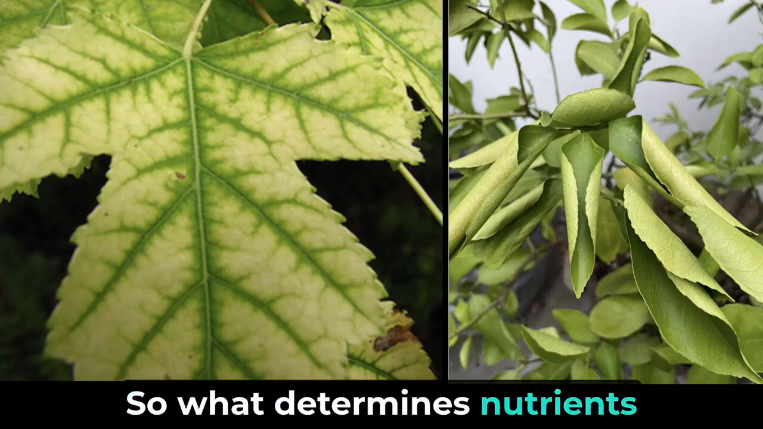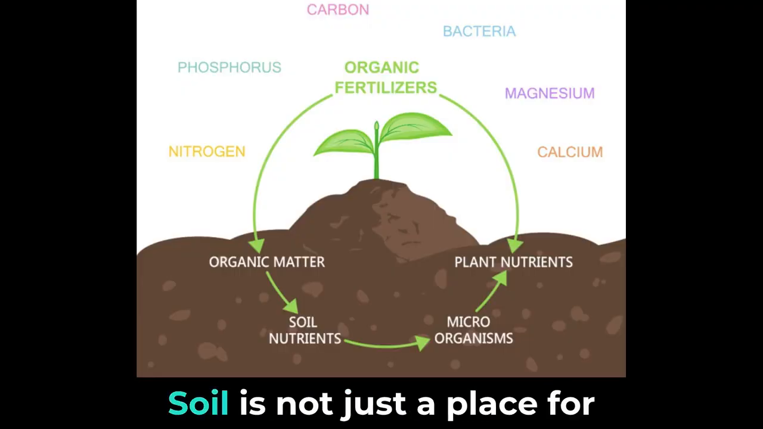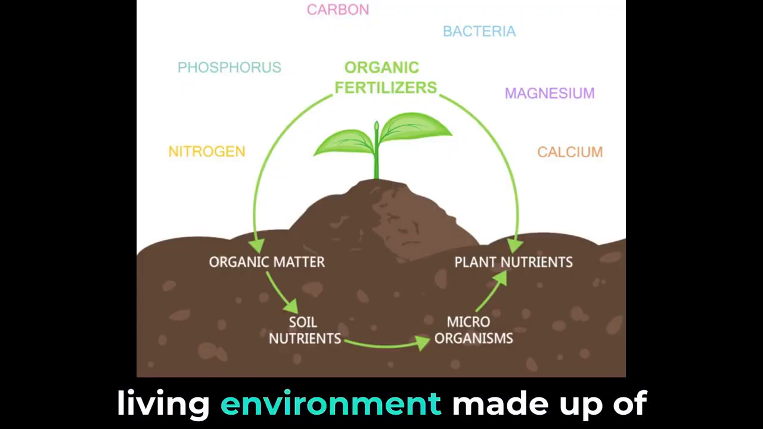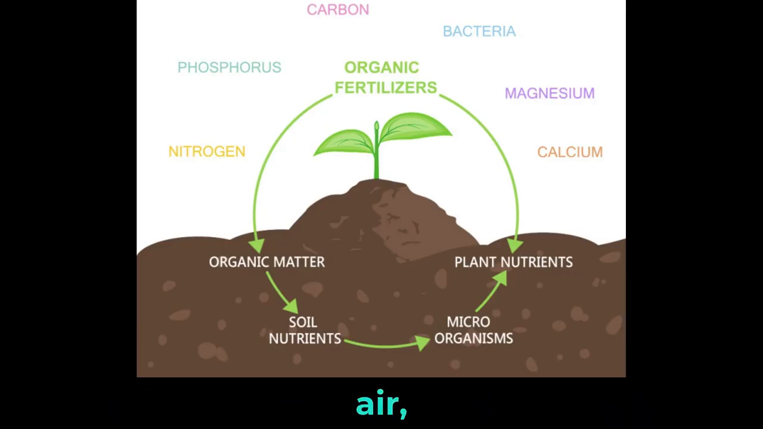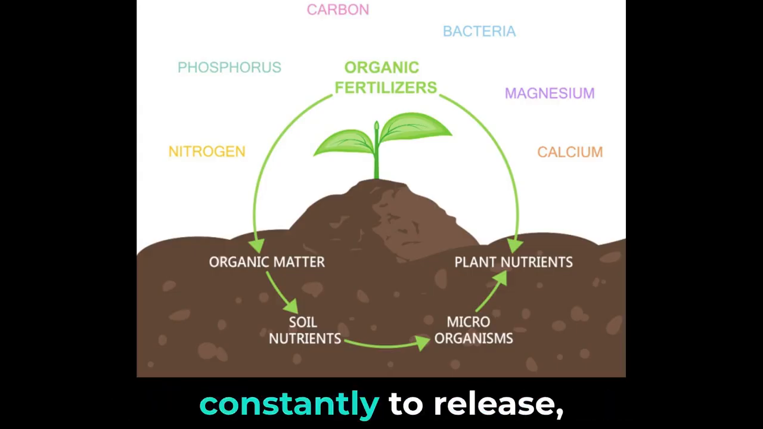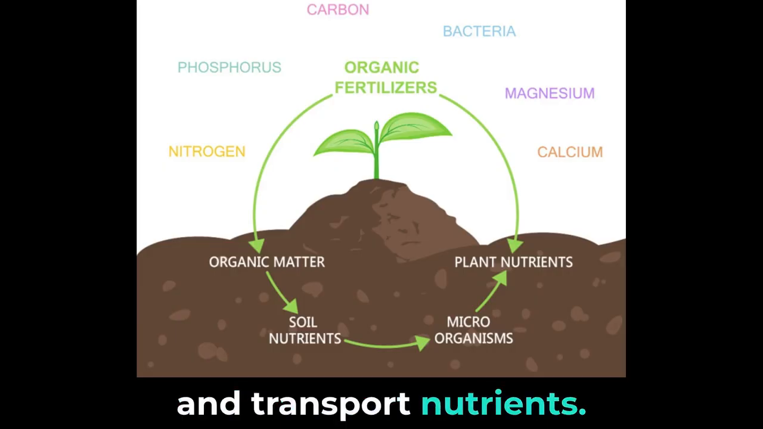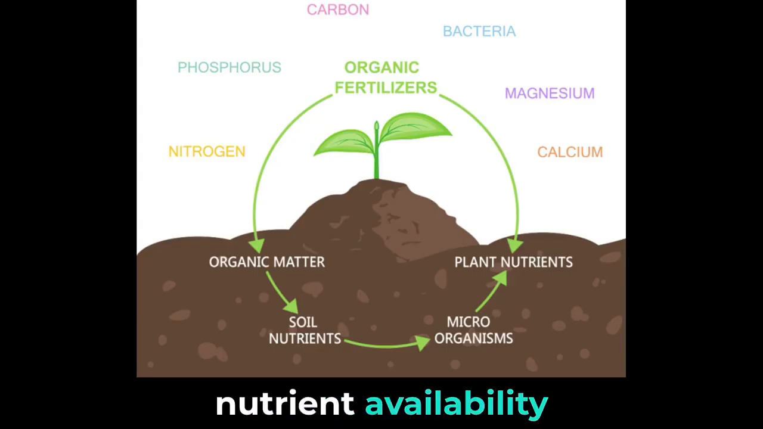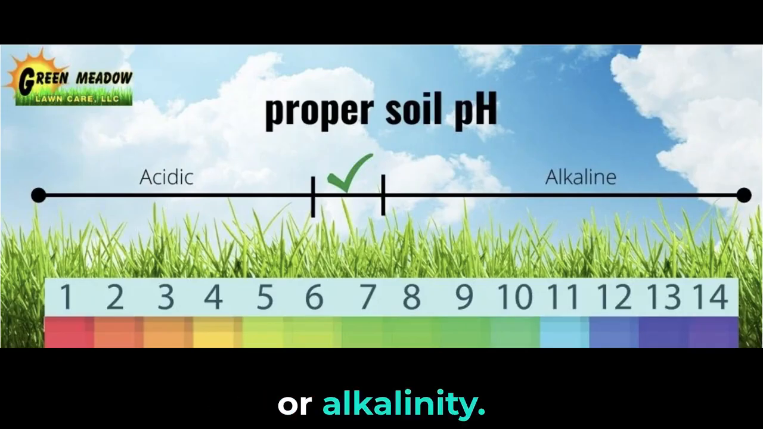So what determines nutrient availability? That's where soil chemistry comes into play. Soil is not just a place for roots to anchor, it's a dynamic living environment made up of minerals, organic matter, water, air, and billions of microorganisms. These components interact constantly to release, transform, and transport nutrients. One of the biggest influences on nutrient availability is soil pH, a measure of acidity or alkalinity.